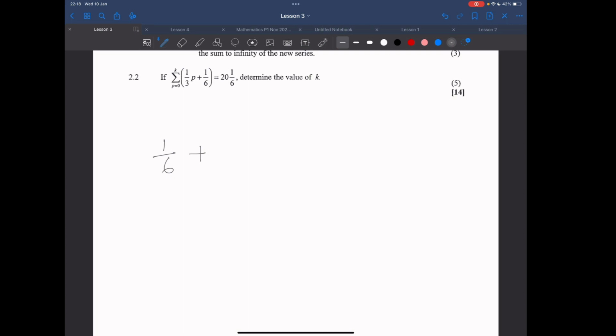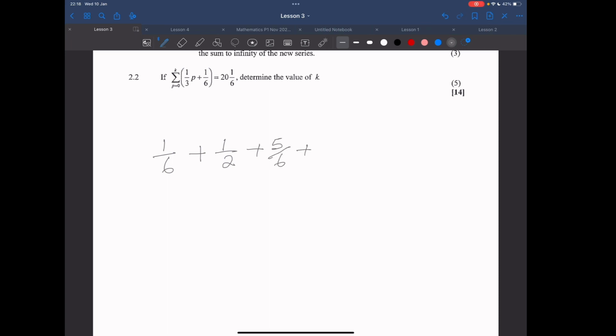Now we put p to be 1 because we are going up. So we have 1 over 3 times 1 plus 1 over 6. This will give us 1 over 2. You can do that using your calculator. And now you put a 2. When you put a 2, you have 1 over 3 times 2 plus 1 over 6, and this will give you 5 over 6.